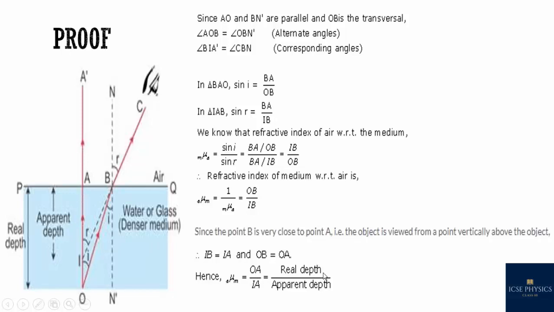So we have written real depth or real height. What is IA? It's apparent height. So refractive index of medium with respect to air is equal to real depth by apparent depth. So this is the relationship between refractive index and real height and apparent height. Now, from this formula, how can we find apparent height? Apparent height is simple, real depth by refractive index.